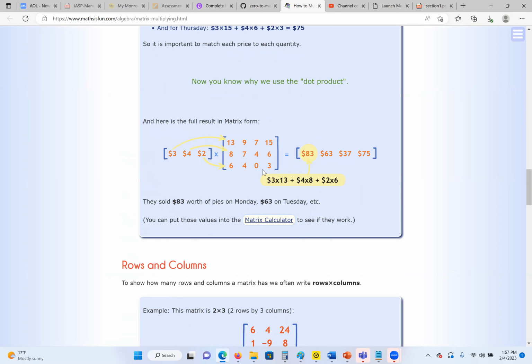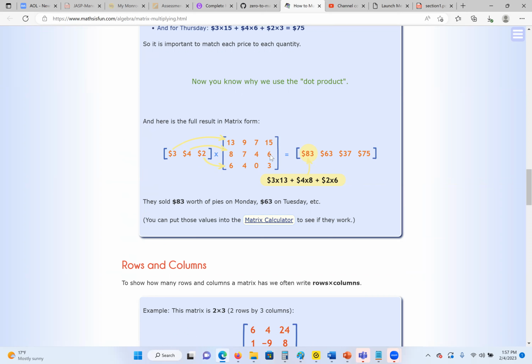So when we look at this, we can find the total cost, because the total cost we are going to get will be for each day. So here we can see the first matrix has how many columns? 3. The second matrix, how many rows? 1, 2, 3. So we can do the multiplication. The same thing we did previously. Multiply 3 by 13 plus 4 by 8 plus 2 by 6. Then we get 83. Then the same thing, multiply 3 by 9, 4 by 7, 2 by 4. If you add all, you get 63.